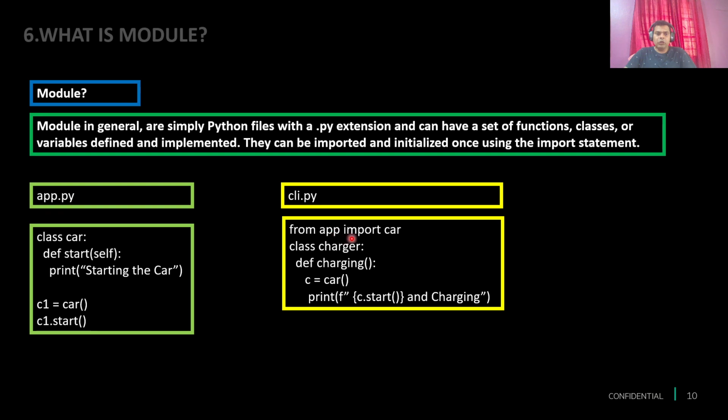From app, we are importing car. From this particular module, we had lots of things, but we are only interested in one of them, the class car, and that's what we are importing. And now car is available to this particular module, and we can use it. We are creating the object, and we are using it.